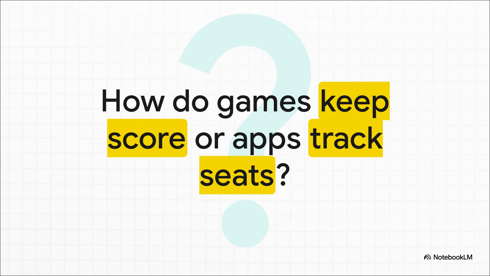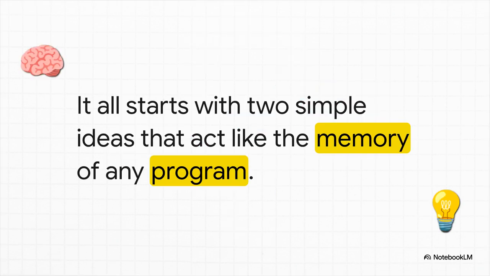You're playing a game, your score is constantly changing, you go to book a concert ticket, and that number of seats left just ticks down. How in the world does a program keep track of all that information from one second to the next? Well, the good news is it's not some crazy complex magic. It all boils down to just two really simple concepts that basically act as the program's brain, or its memory. And if you get these, you've taken the biggest step to understanding how code actually works.